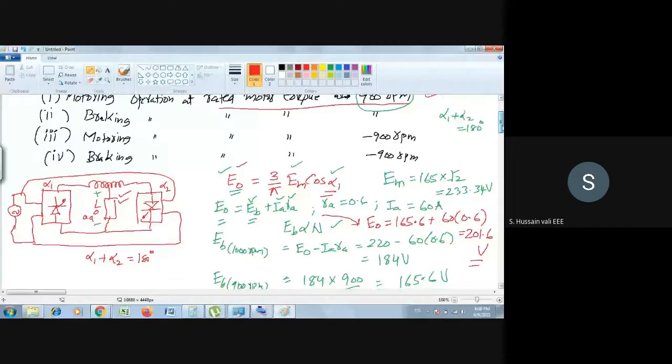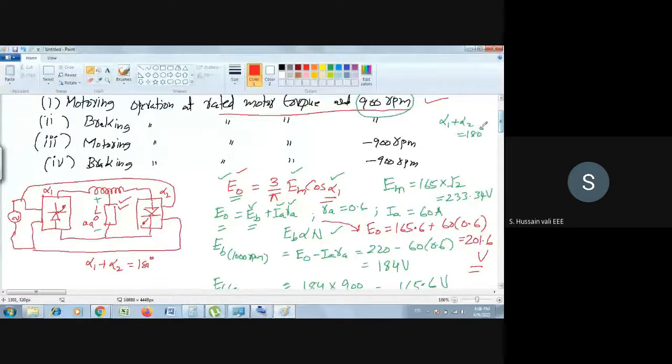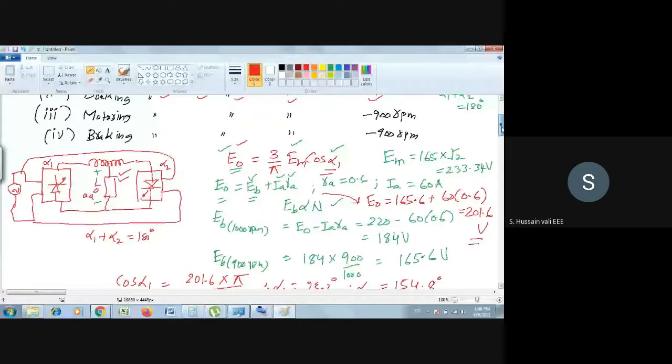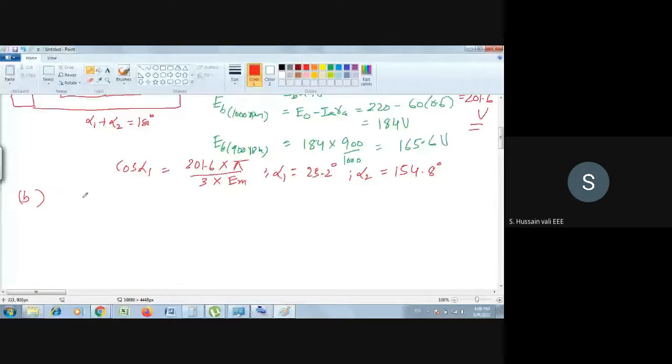Similarly, we can find them for the second problem. What is the second problem? Braking operation at rated motor torque and 900 RPM. So everything is the same except it is braking. What is the difference? If it is braking, IA now becomes minus IA. This we have been studying: when it is braking, the current gets reversed.